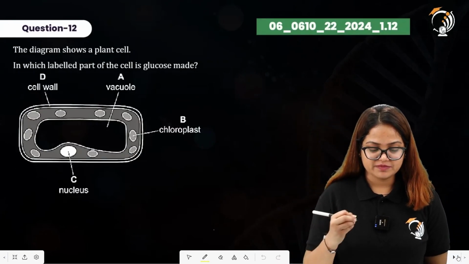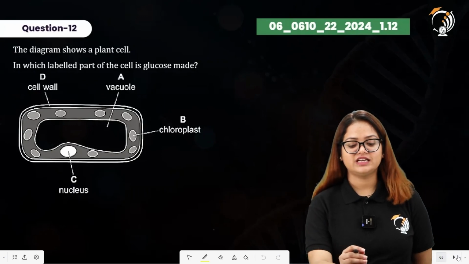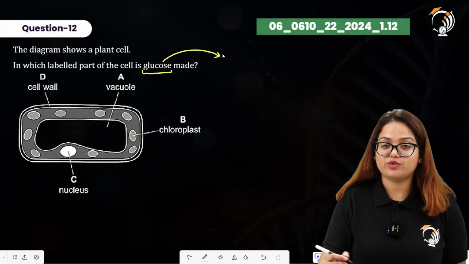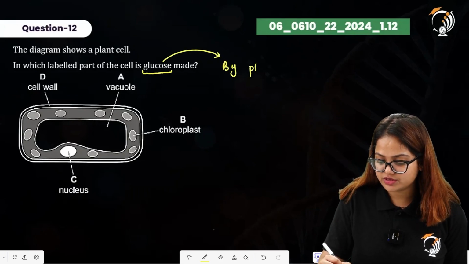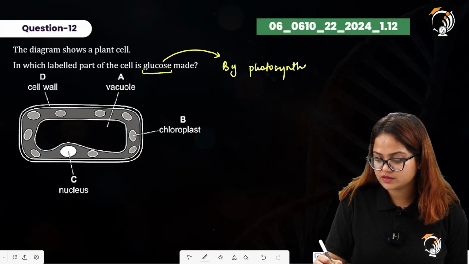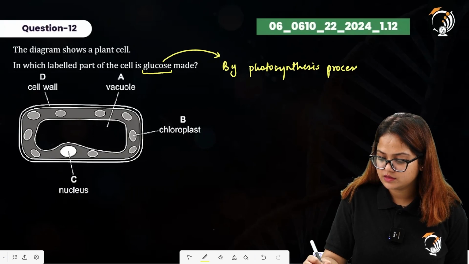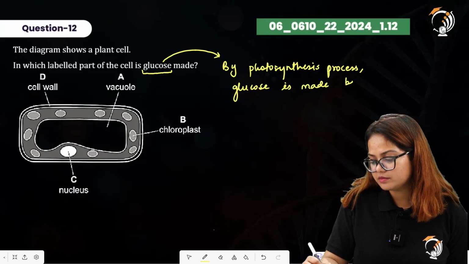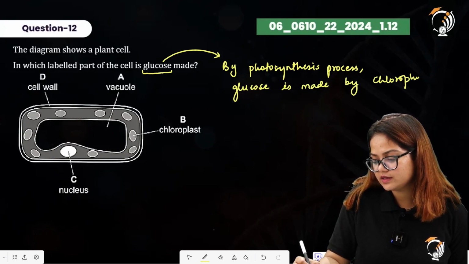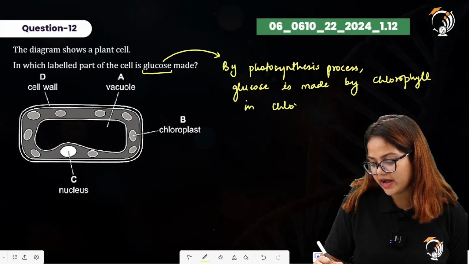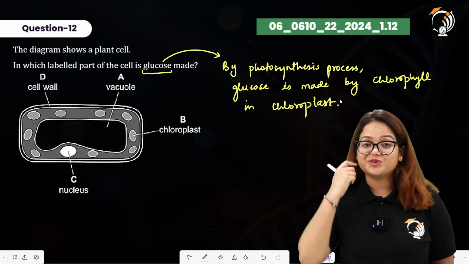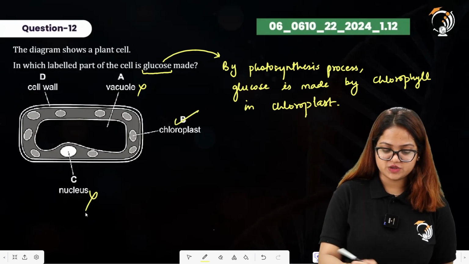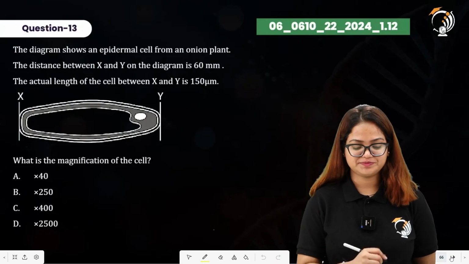Question number 12 says a diagram shows a plant cell in which labeled part of the cell is glucose made. So you have to recollect your information about the process of photosynthesis. By the photosynthesis process, glucose is made by chlorophyll in chloroplast. So you have to identify the region that represents chloroplast structure. So A here is vacuole, B here is chloroplast, D is nucleus, cell wall. Alright, moving to next question.